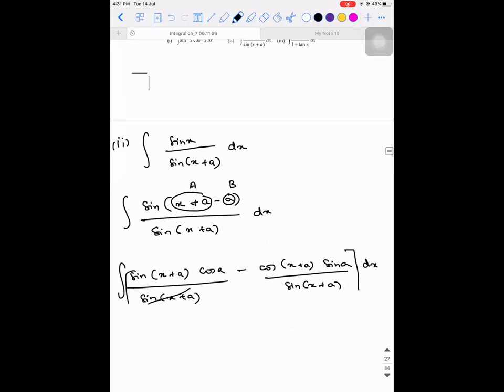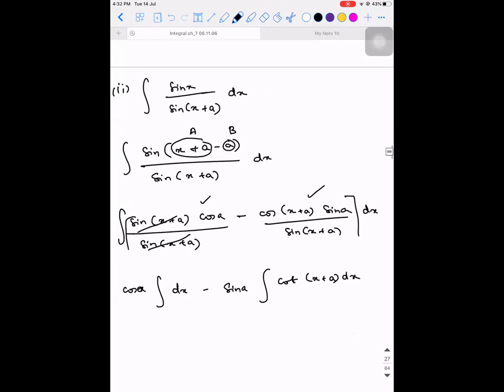So sin of (x plus a) and sin of (x plus a) cancel. So what will I have? This is one function, this is another function. We know that the integral of f of x minus g of x is the integral of f of x minus the integral of g of x. So it will be cos a into the integral of dx minus sin a into the integral of cot of (x plus a) dx. Is there any doubt till this step?